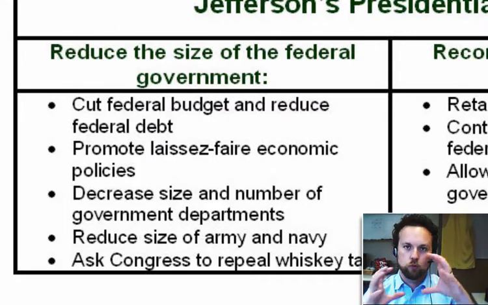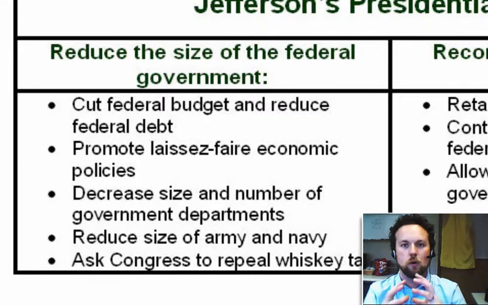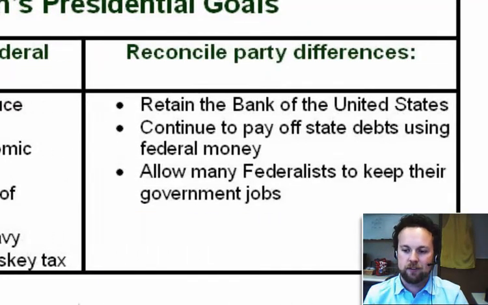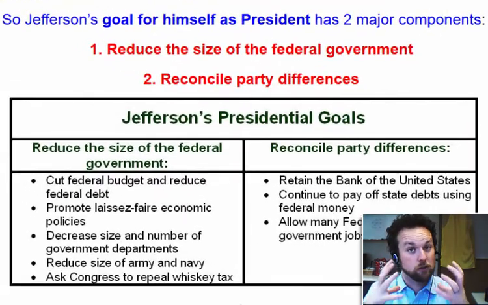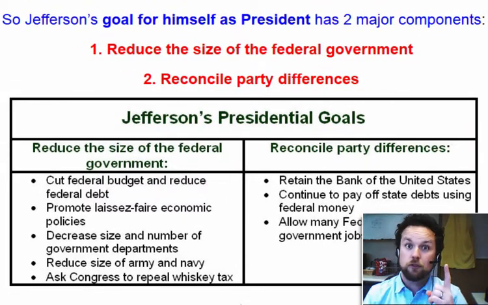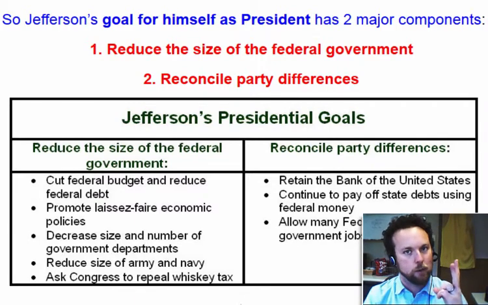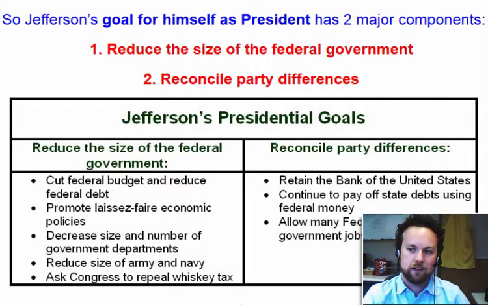So he wanted to reduce the size of the federal government, but also reconcile the party differences. And one of the ways he did that was retaining the Bank of the United States, continuing to pay off state debts using federal money, which was a policy that had been promoted by the Federalists, and allow many Federalists to keep their government jobs. So the two major components of his goals for himself as president: reduce the size of the federal government and reconcile the party differences. And our next video is going to talk about that in a little bit more detail.